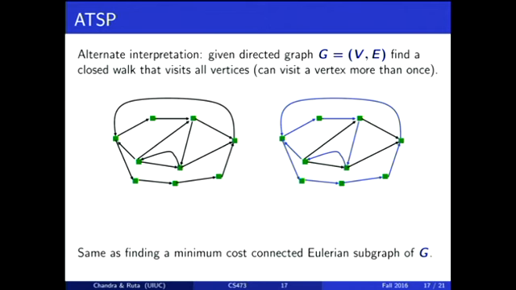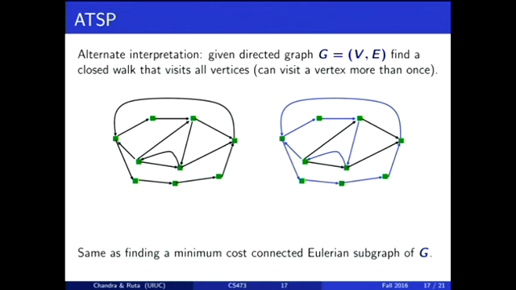I start with the graph. See, look at this, it goes like this, and then it goes like this and comes back. So it is visiting this vertex more than once, and that's okay. That's what we're looking for. That's called ATSP or asymmetric TSP, which is the equivalent of the metric TSP, where you're allowed to visit a vertex more than once, but you have to come back. The graph is directed.